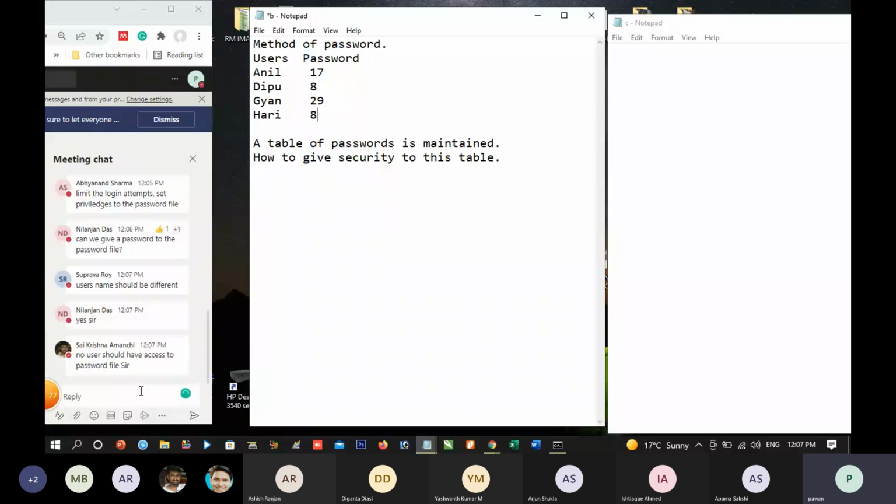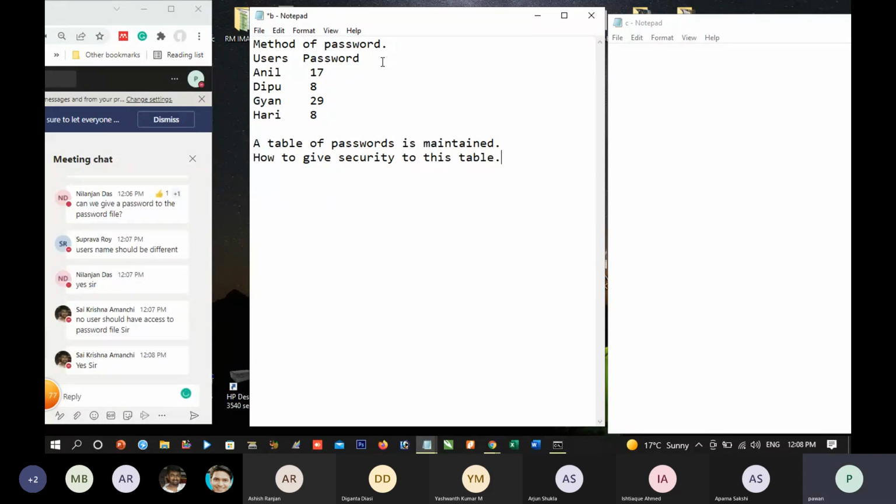As you have told, no user should have access to the password file. How to stop a user from accessing the password file? Everything is in the disk. Is it correct? Everything is in the disk. Okay. How to stop a user from accessing the password file? Is this all right? Yes. How to give security to this password file?